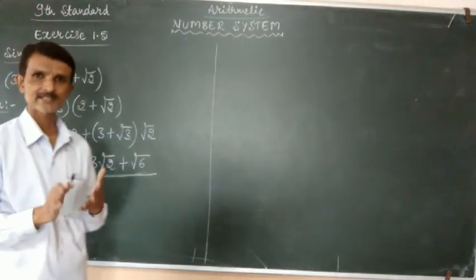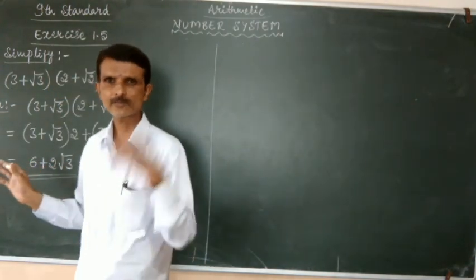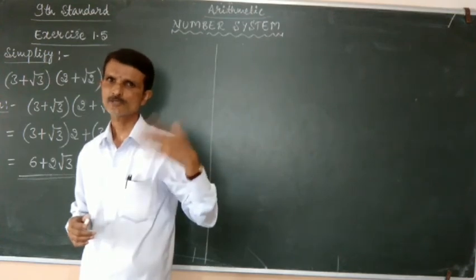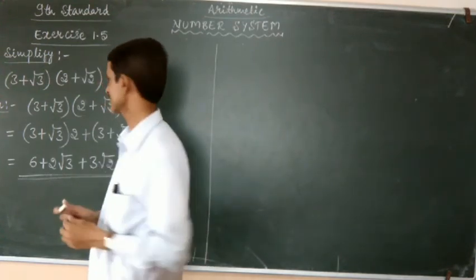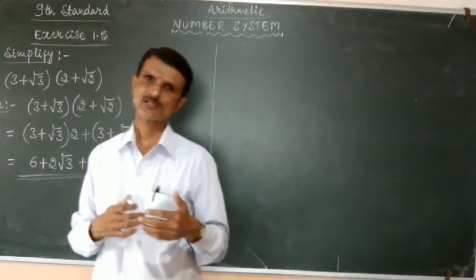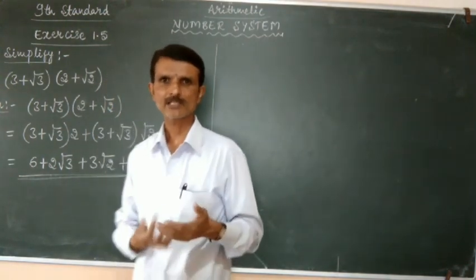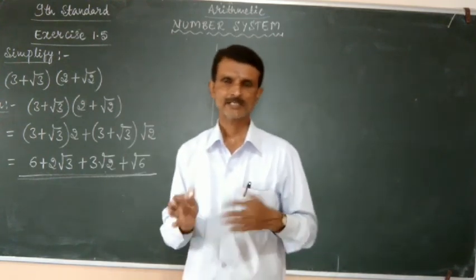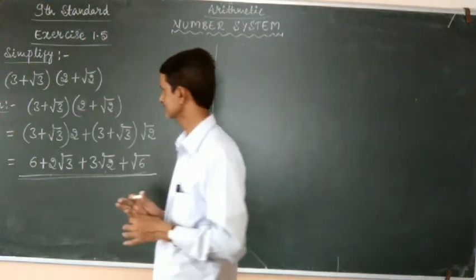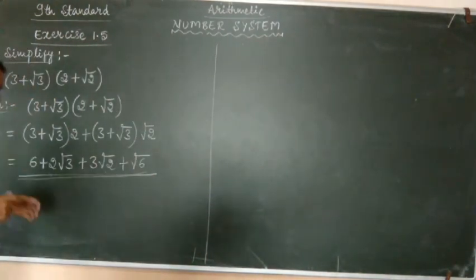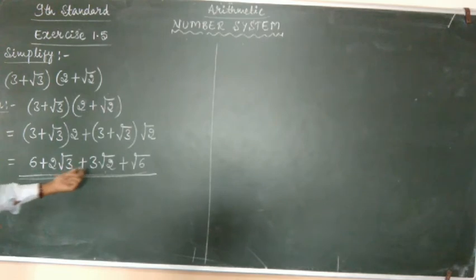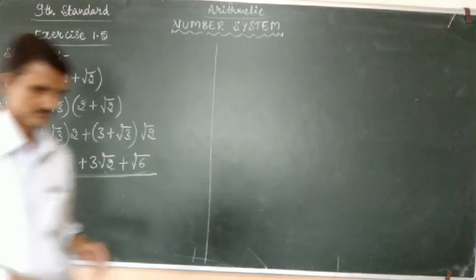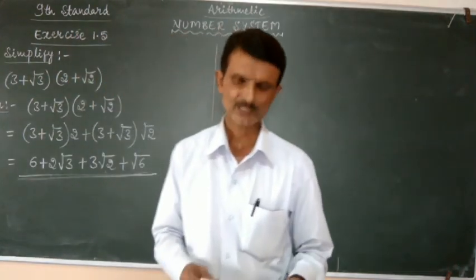So students, in this problem you have to remember the like terms and unlike terms of algebra which you have studied in the 8th standard, and also multiplication of monomial by monomial, monomial by binomial, or binomial by binomial. So the answer is 6 plus 2 root 3 plus 3 root 2 plus root 6. So this is the answer. So we will see the next problem.